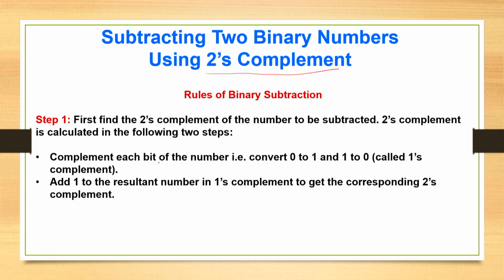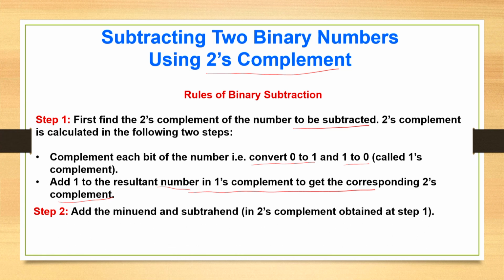Find the 1's complement of the number. 1's complement means what? Convert 0 to 1, or if it is 1 then that will be converted to 0. After that add 1 to the resultant number in 1's complement to get the corresponding 2's complement. So first step says what? Find the 2's complement of the number that you want to subtract. Then in the next step, add the minuend and subtrahend in 2's complement, which is obtained in step 1.